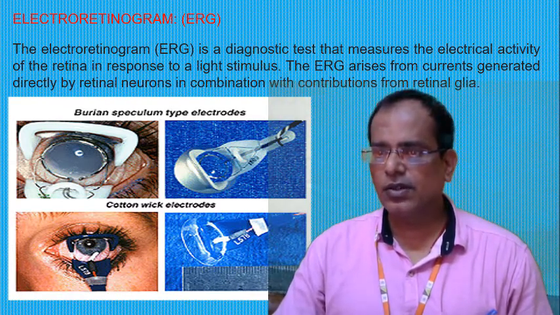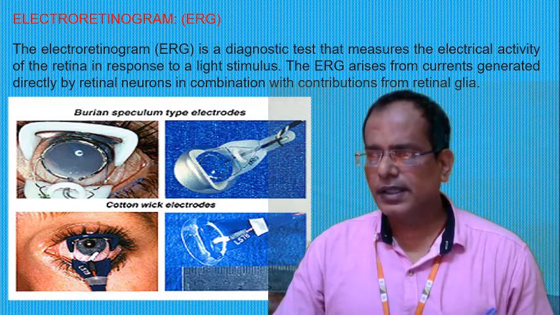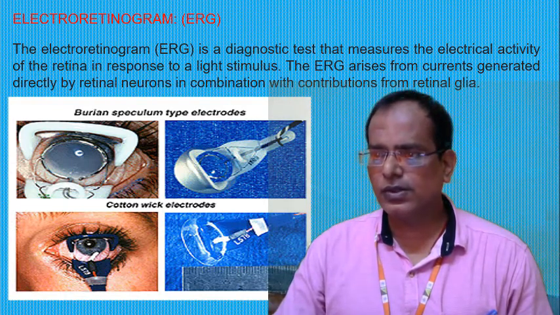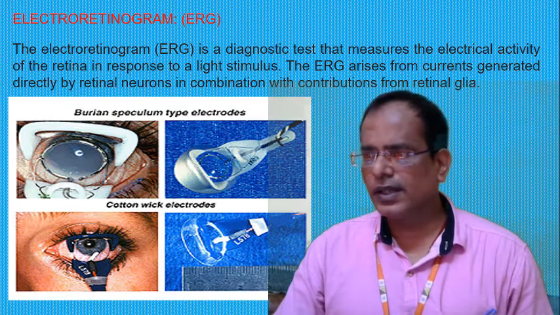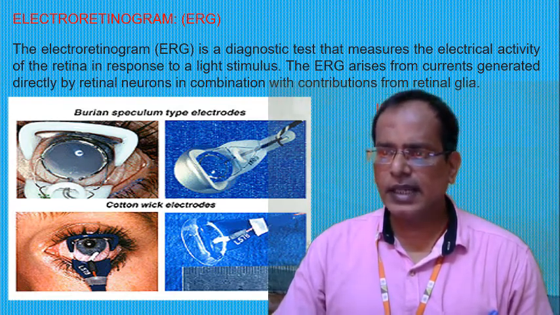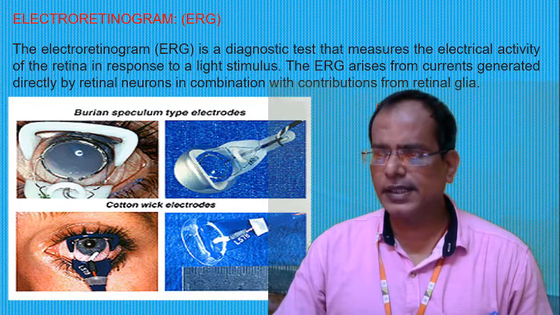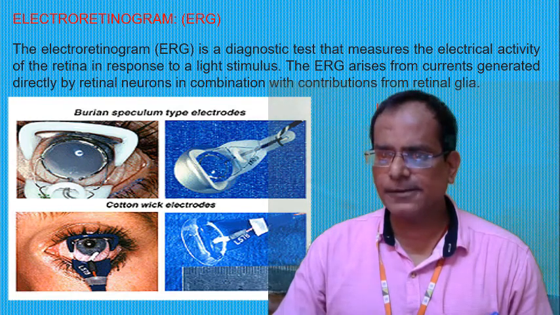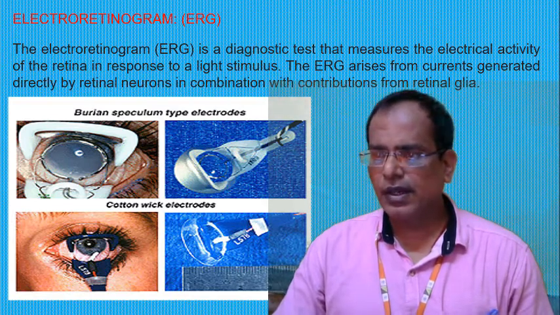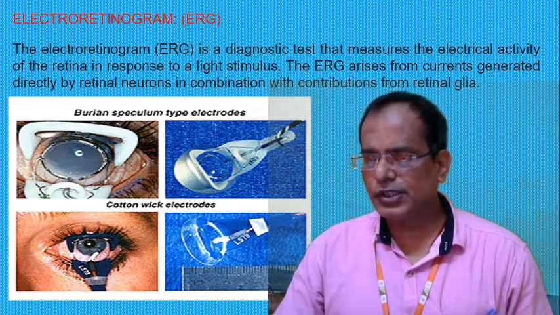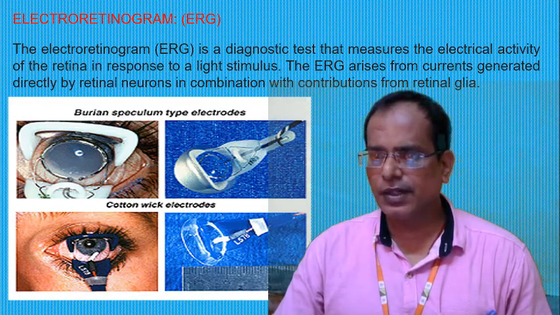Here the ERGs are often recorded using thin fiber electrodes that are placed in contact with the cornea, or electrodes embedded in a corneal contact lens. These electrodes permit the electrical activity generated by the retina to be recorded at the corneal surface. The ERG can be elicited by diffuse flashes or pattern stimuli. Suppose we give some kind of light flash to the eye, then its response changes.